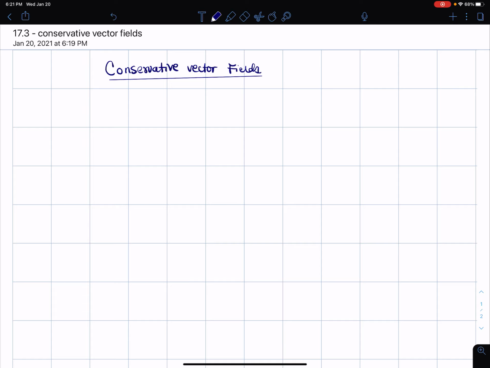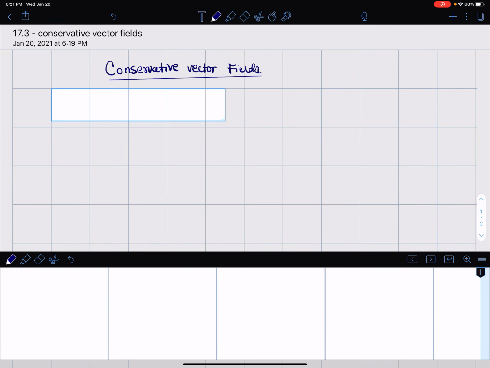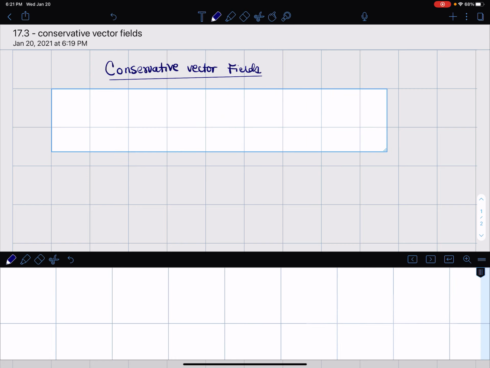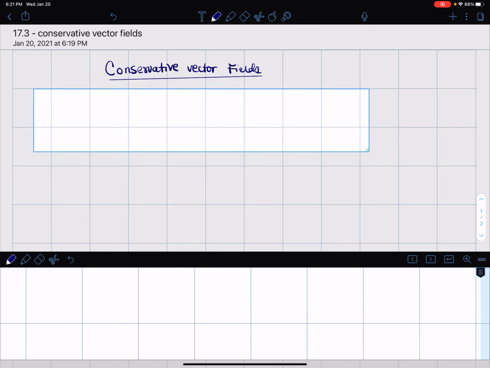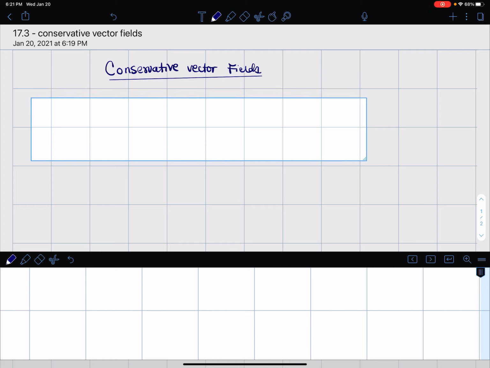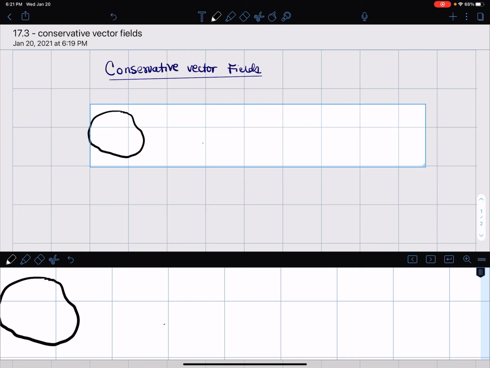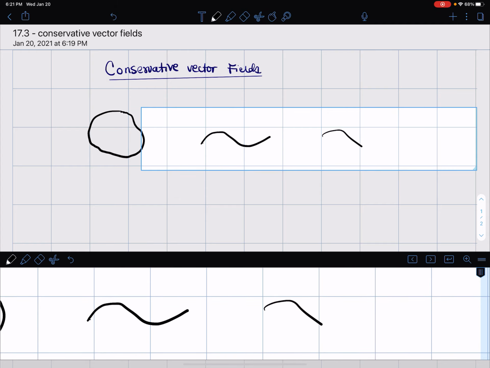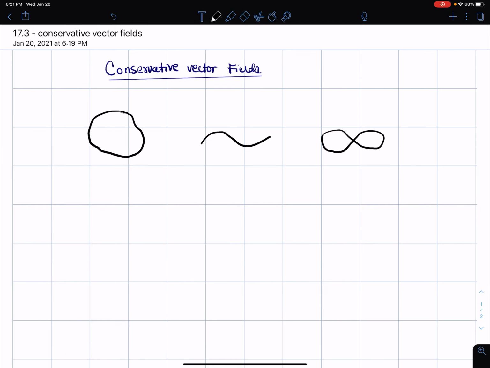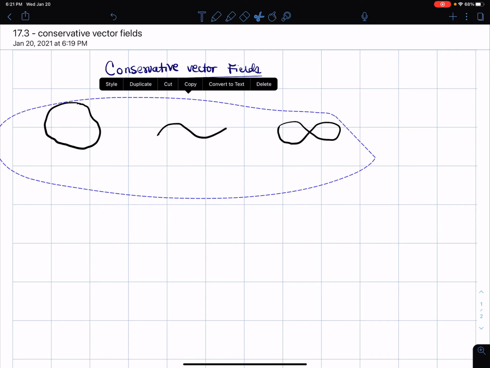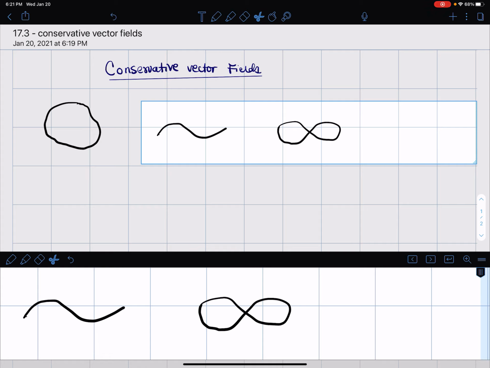Before we discuss what a conservative vector field is, we need to know the different kinds of curves in space, in R2 and R3. So if we have a curve like this, let me draw them in black. I'm going to draw three different kinds of curves here. I'm going to draw this one, and then this, like that, and then this one.